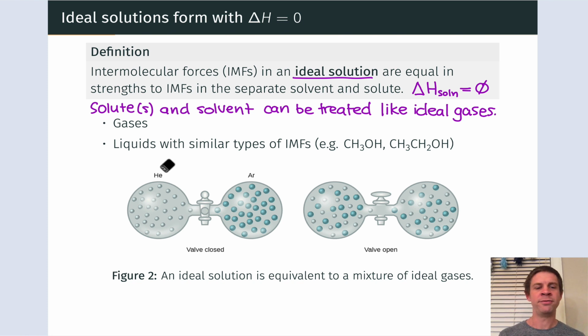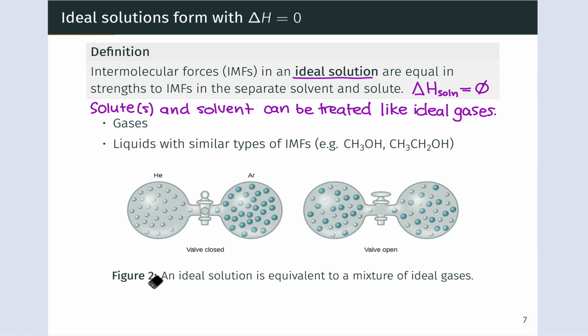So check out this very simple experiment shown here in this figure. We start with helium in one vessel and argon in another, a solute and a solvent, if you like, or vice versa. Then we open the stopcock or the valve between and allow the gases to diffuse into one another so that we get equal composition of both gases on both sides after some time when the solution reaches equilibrium.